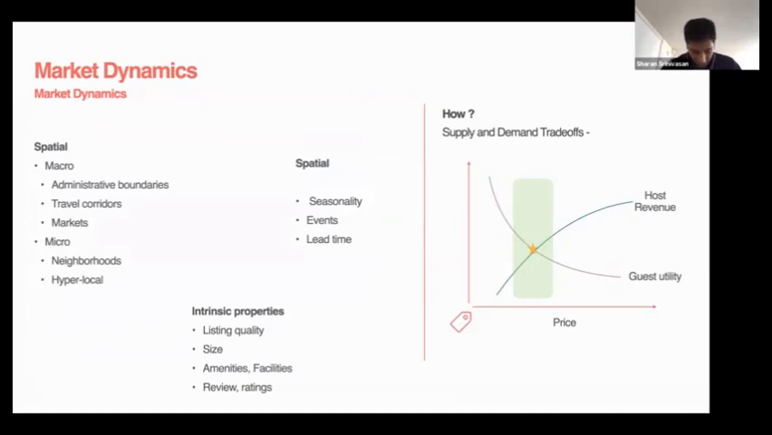So if we quickly take a minute to think about what kind of market dynamics really affect this kind of pricing problem, we can split it up into three different domains. We have spatial factors that influence it. Things like where your listing is really affects how much you price your listing at. Spatial factors come in various different flavors, macro or micro. Macro would be administrative boundaries, countries, zip codes, states, cities, etc., travel corridors, and micro being smaller neighborhoods, hyper local zones, etc.